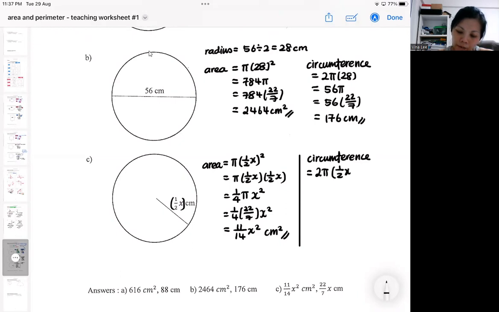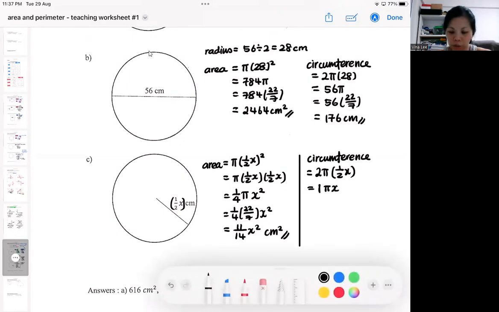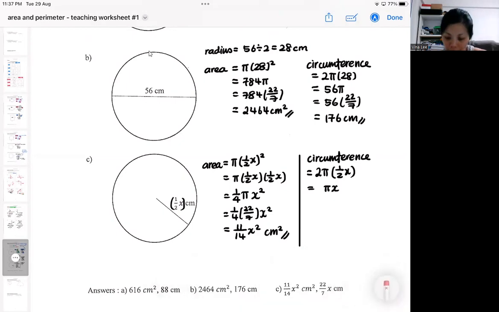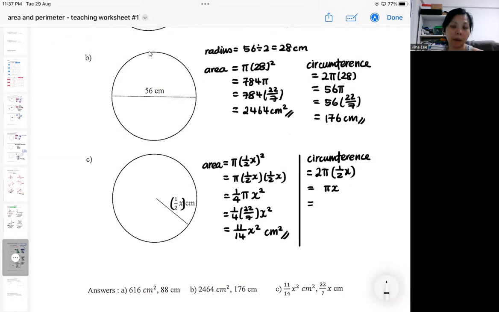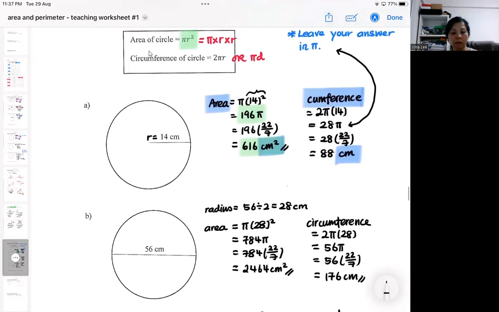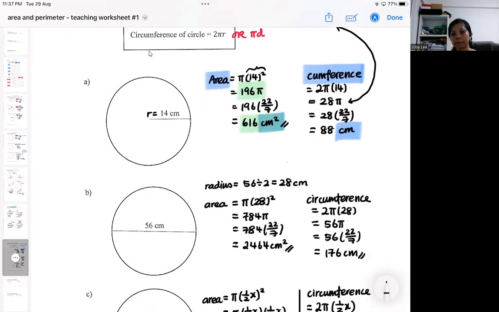Two pi radius. Bracket it up. Okay, 2 times half. Look at the numbers. 2 times half gave you a 1. So 1 is like 1 pi x. So usually we don't write the 1. So you can leave it like this if the question says leave your answer in pi. Otherwise, you put in the pi that is supposed to be given in the question, and then remember your units. So that will be the basic area and circumference of circle.